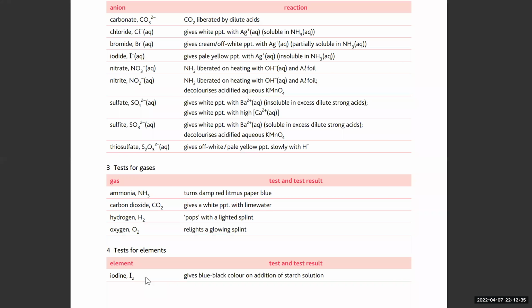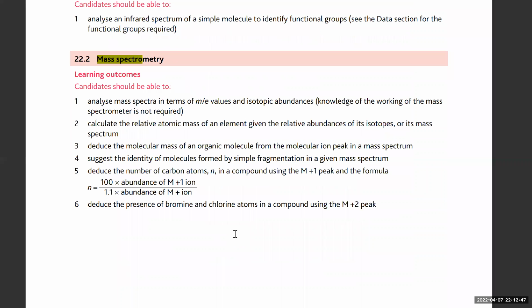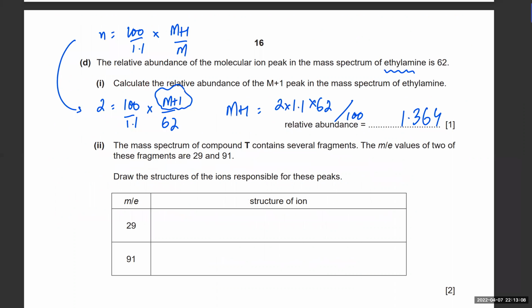They've taken it to AS, but it's something kind of basic, so it's probably going to come. This section is now in AS, but a lot of questions would have this. It's actually very easy. You can figure out the number of carbon atoms if the M plus 1 and M peaks are given, and you can figure out the number of chlorine and bromine atoms if the M plus 2 peak is given. Somewhere in the question, because they will give things from the AS syllabus as well, you have to be prepared for this. Is that clear?